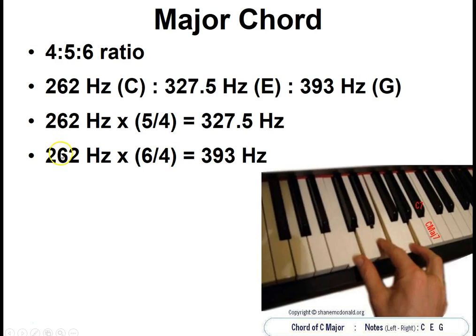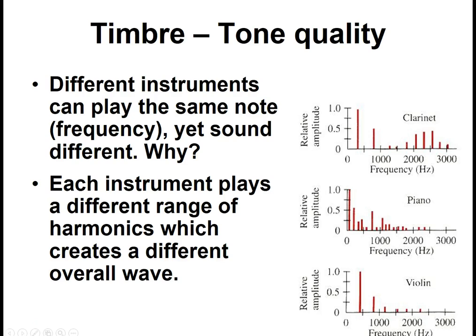And if we do the 4:6 ratio, we'll multiply 262 by 6/4. And when we do that, we're going to get 393, which just happens to be a G note. So this would be what's probably known as the most pleasing chord, the 4:5:6 ratio. So let's go ahead and listen to this one. So that's the major chord, and that one was the C major chord. There's a lot of other chords as well, but those are the only two, at least for this class, that I want you to know.